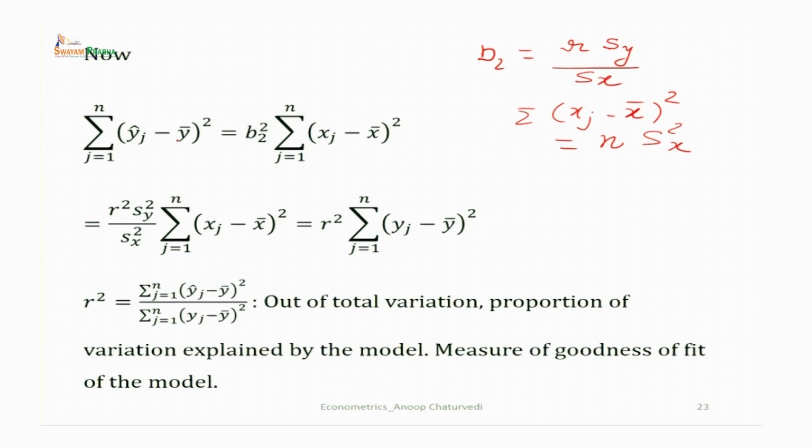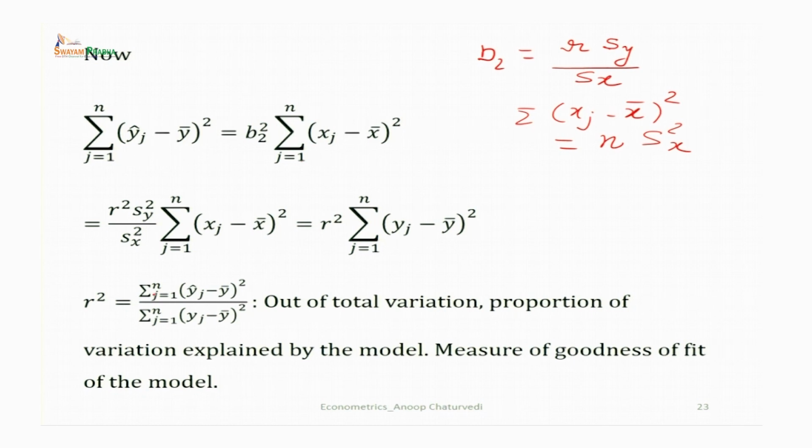So, summation j (y_j hat minus y bar) squared is equal to r squared times summation over j (y_j minus y bar) squared. Or you can write r squared equal to summation j equal to 1 to n (y_j hat minus y bar) squared divided by summation j (y_j minus y bar) squared.